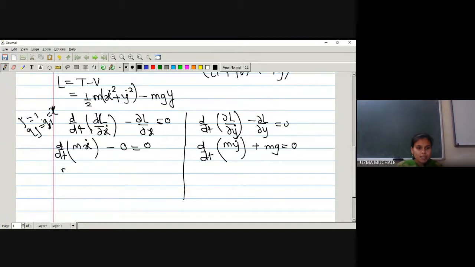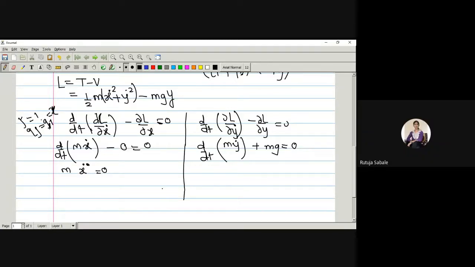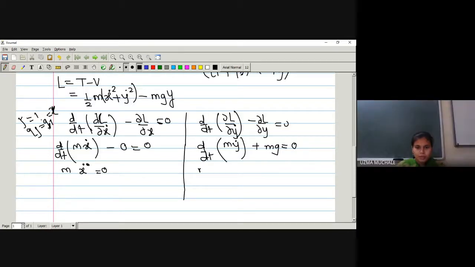Again here mass is constant, we can keep it outside. What will be the derivative of x dot with respect to t? Directly I will write it as 0. Similarly here, what will be the next term? Tell me what the equation will be. m y double dot plus mg is equal to 0. So it will be m y double dot plus mg equal to 0. Many equations you have to solve like this only.